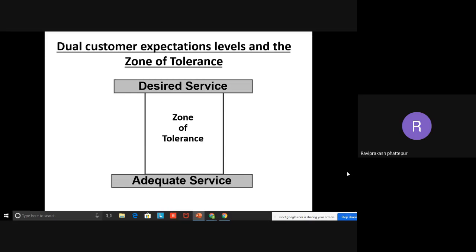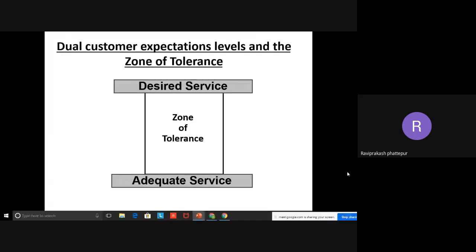So first we will see what is dual customer expectation. So dual in the sense two, we are having desired service and adequate service. These are the two expectations basically, and the top level is desired service.